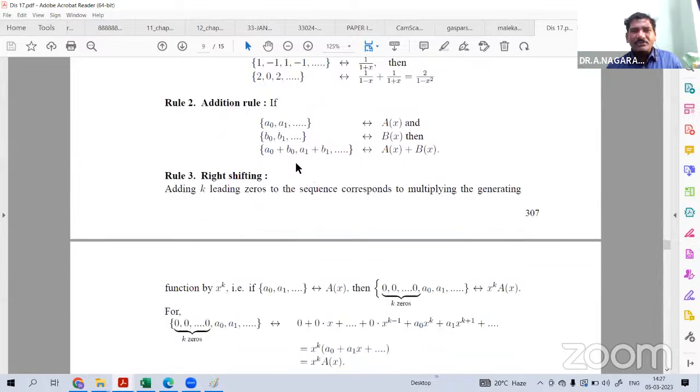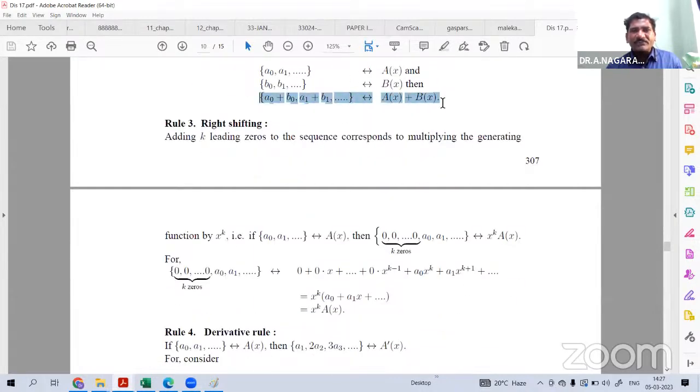Next, it comes to the addition rule. Here, if we take the sum of two separate sequences, we can establish the generating functions for the two sequences separately, and we can add them. Next, the right shifting theorem.